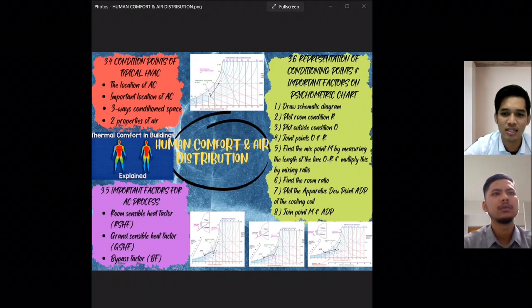The next is grand sensible heat factor, which is the ratio of the total sensible heat to the total heat of room plus outdoor. Grand sensible heat factor can be plotted from the mixing condition to the saturation line. And the last is bypass factor, which is the amount of air that passes the coil unchanged. Next I will pass to my member.